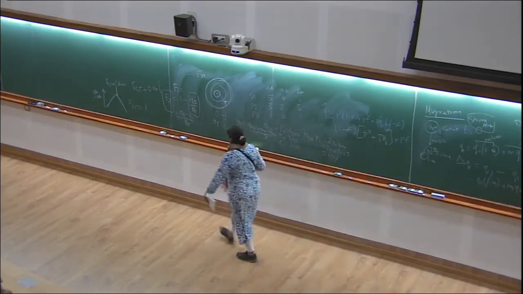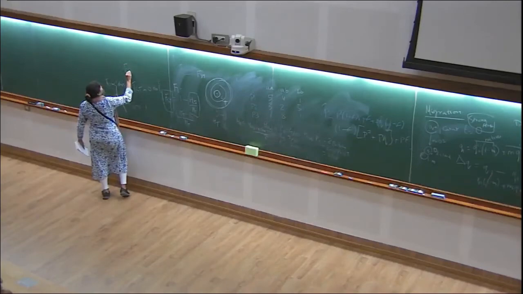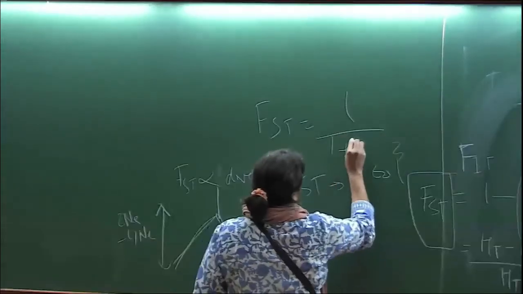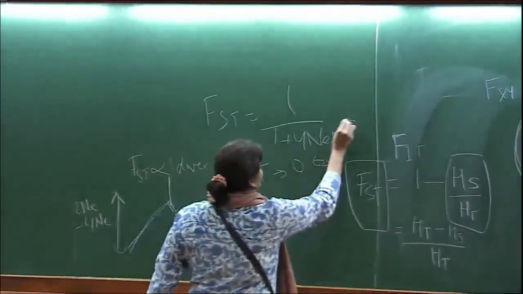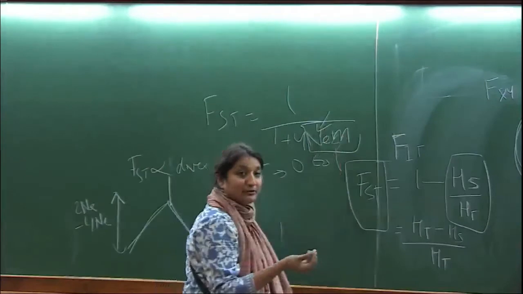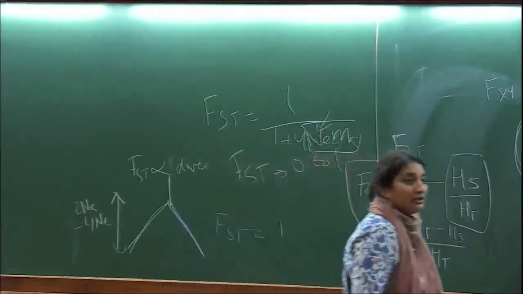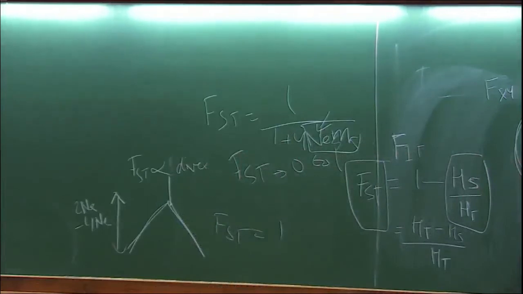Just to tell you also that FST is equal to 1 by 1 plus 4NeM, where Ne is effective size or the number of individuals and M is migration rate. So imagine if you have two very, very large populations, FST will be small. It's difficult to get very high FST if your population size is very, very large. Similarly, if M is large, FST will be low, inversely proportional, right?